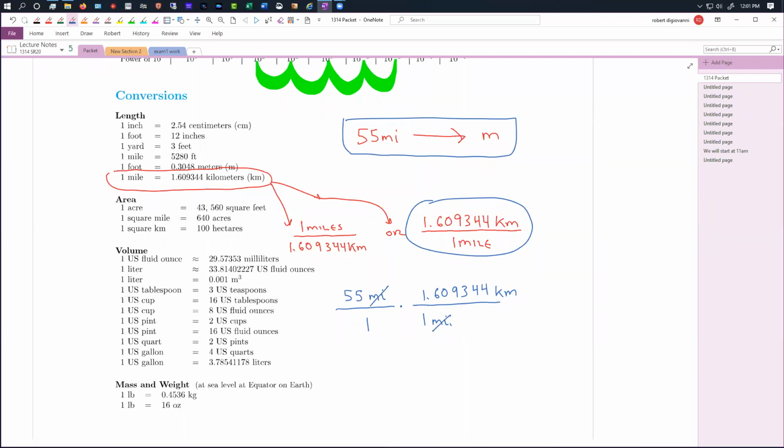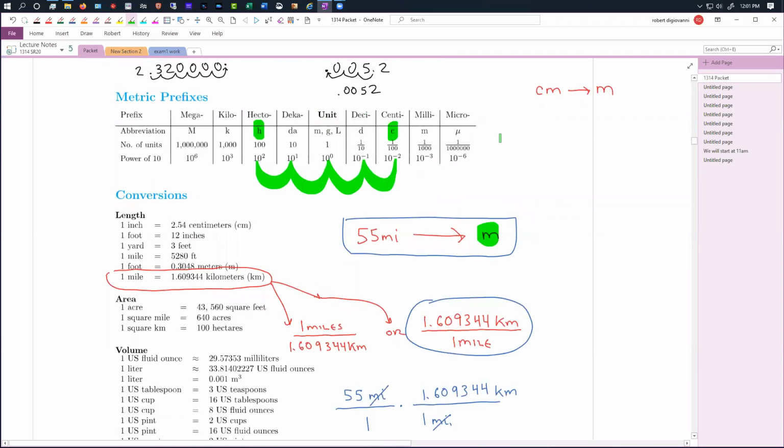55 times 1.609344. And so you get 88.51392 kilometers. So that's where we are. But we're not done because we want our final answer to be in meters, remember? In meters. So how do we go from kilometers to meters?